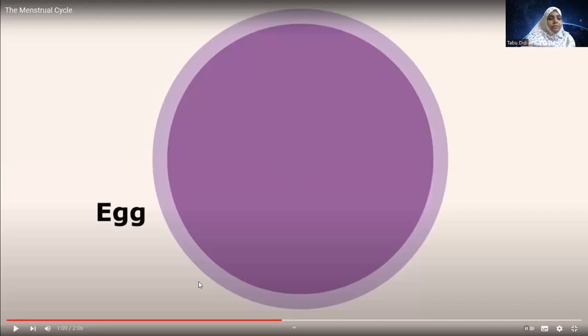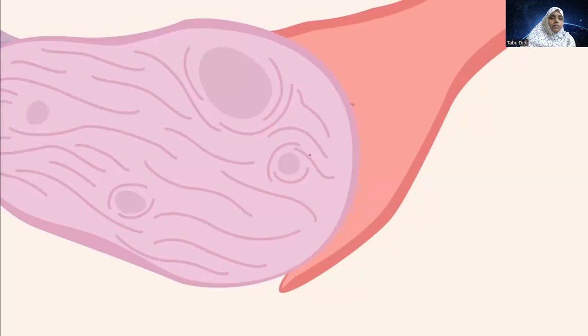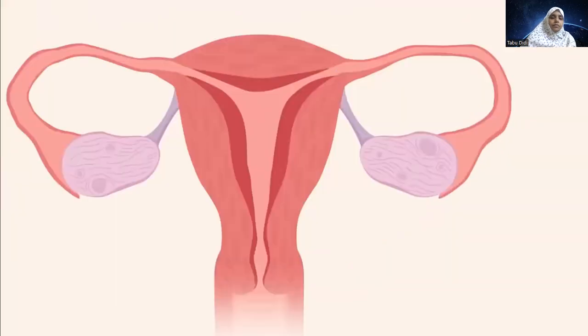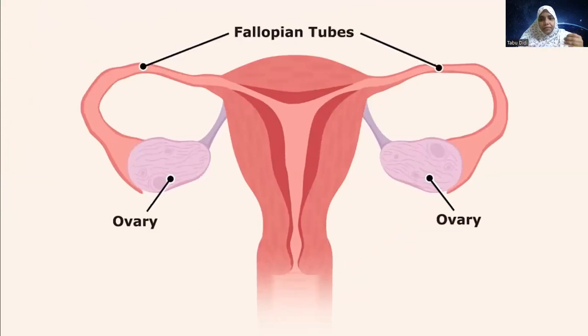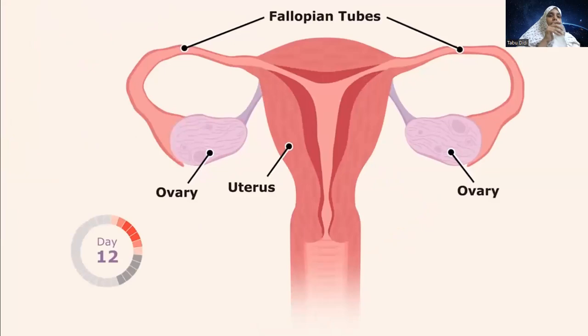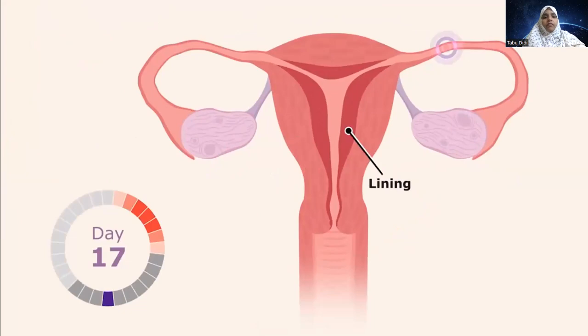No? Eggs are released from a woman's ovaries. Eggs are super tiny, one tenth the size of a poppy seed. Women have two ovaries, one on each side. The fallopian tubes lead from each ovary to the uterus. In the middle of the menstrual cycle, an ovary releases an egg. After ovulation, the egg travels down the fallopian tube. It takes a few days to complete the journey. Meanwhile, the lining of the uterus gradually gets thicker so it can support the development of a fertilized egg.